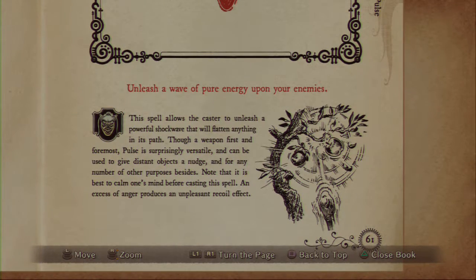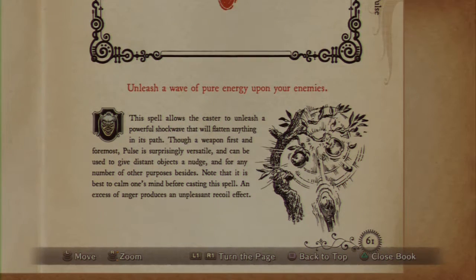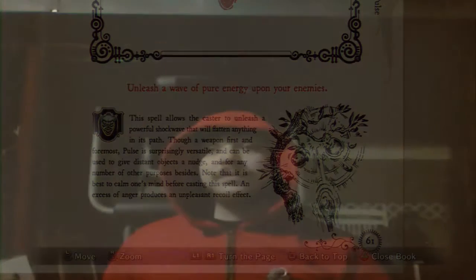Note that it is best to calm one's mind before casting this spell. An excess of anger produces an unpleasant recoil effect. I'd imagine roughly around what it's like to shoot a shotgun if you're not preparing for it. But I digress. Allow me to show you how to cast Pulse.